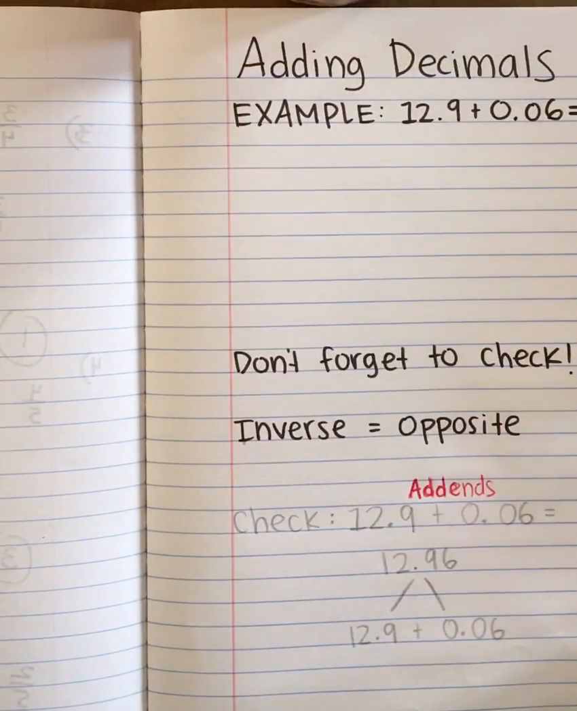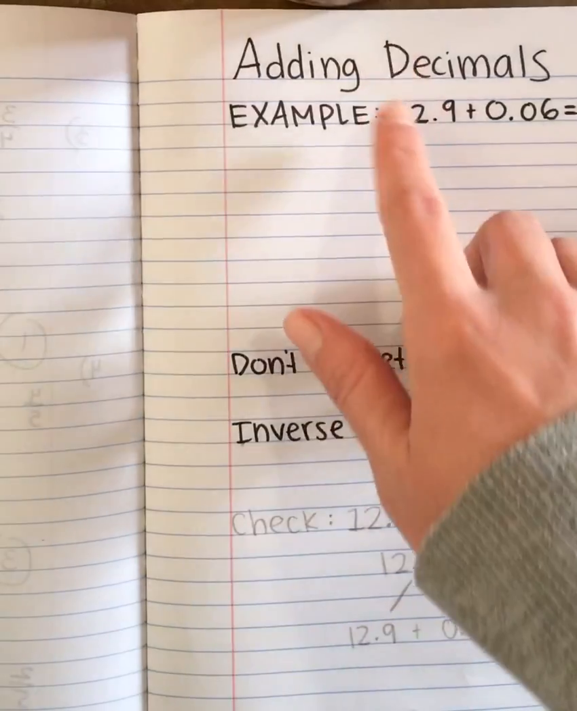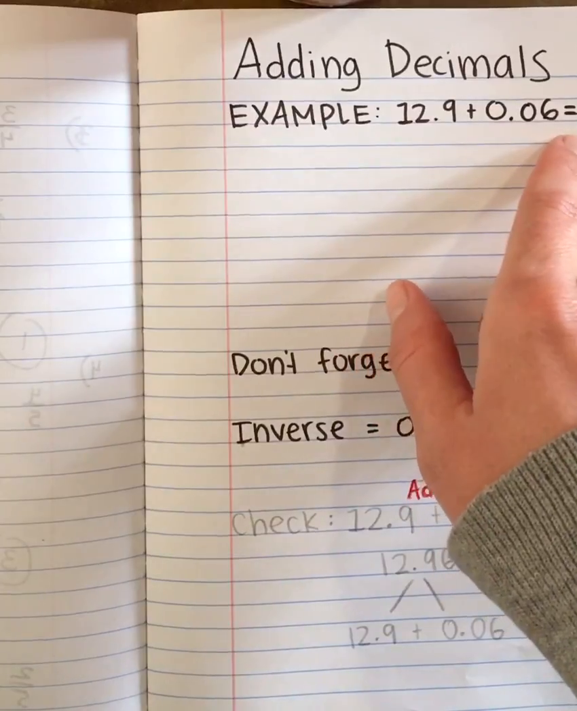Hey everyone! Today I'm going to review how to add decimal numbers. We're going to use the example problem 12 and 9/10 plus 0 and 6/100.